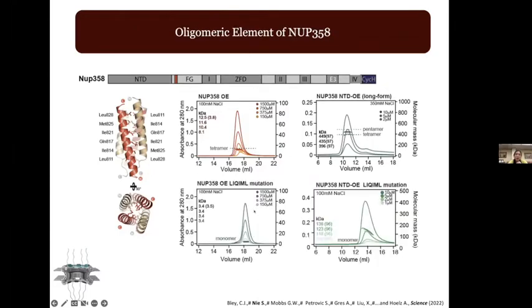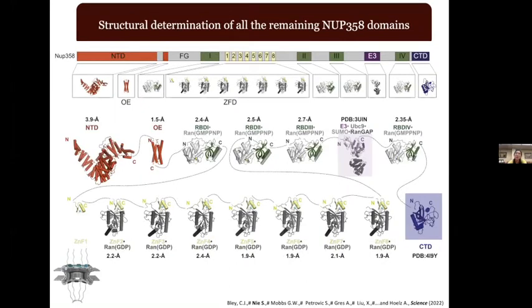When we tried to introduce mutations to break these tetramers, the protein no longer formed an oligomeric state in solution. This experiment establishes that this coiled-coil domain is the trigger for the 358 oligomeric state. After that, I went ahead to determine all the remaining 358 structures.